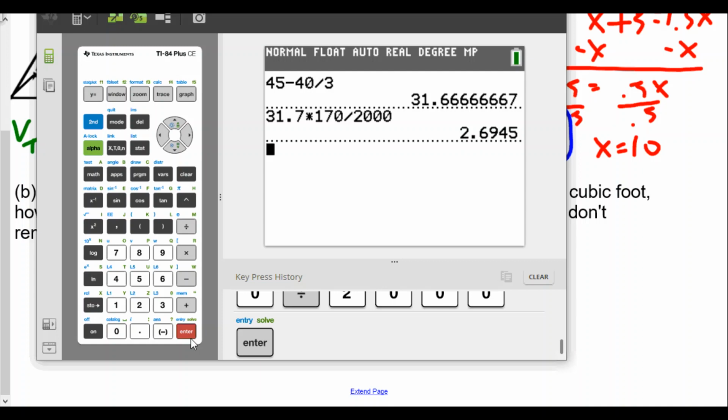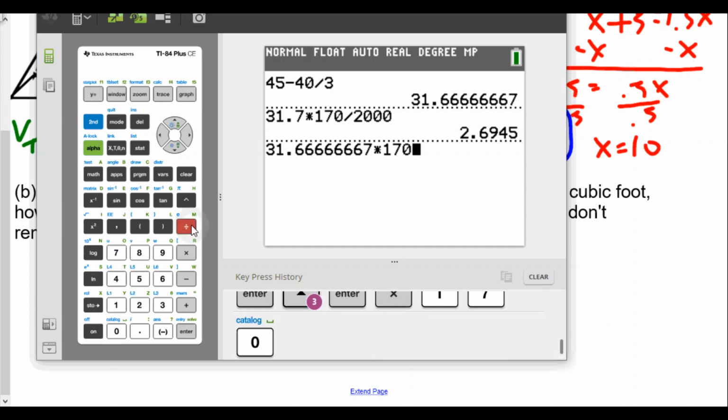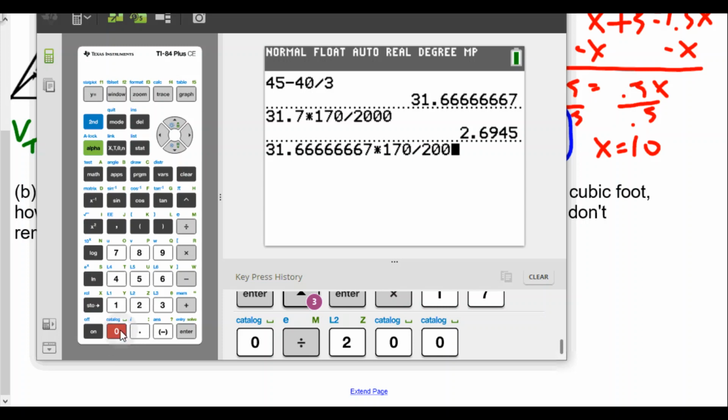Let's go back and see if we can take our original number and see if it matters. Let's go back to here. Okay, enter. All right, and then we'll do the same thing, times 170, and then divide by 2,000. Hopefully your calculator can do that. Otherwise you'll have to redo the step 45 minus 40 over 3.